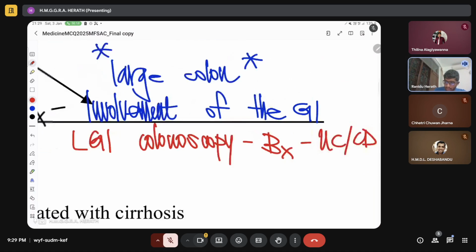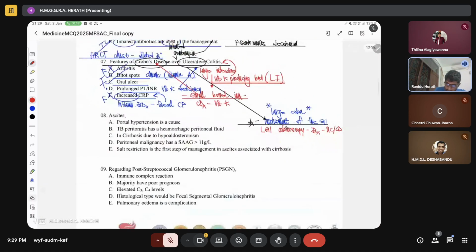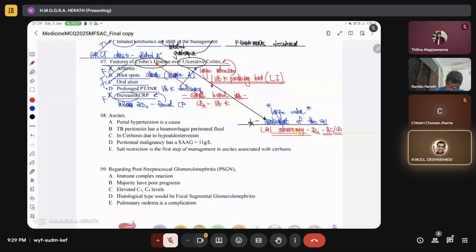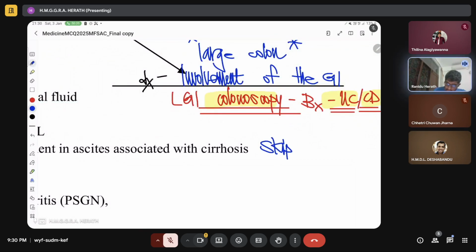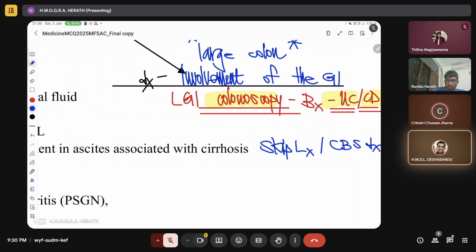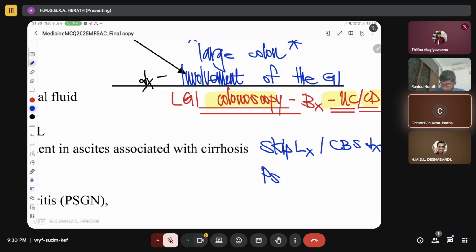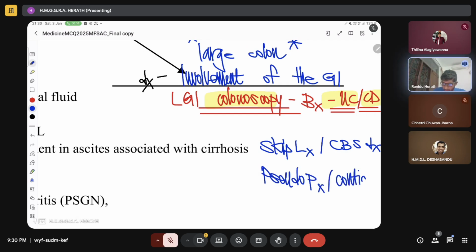What are the features seen on colonoscopy in ulcerative colitis, and what are the features seen on colonoscopy in a patient with Crohn's disease? A cobblestone appearance. In what disease? Skip lesions. Crohn's. Yes, good. Skip lesions and cobblestone appearance in Crohn's disease. In ulcerative colitis, what do you get? Continuous lesions. Yes, you can get pseudopolyps, and then you can also get contiguous lesions.